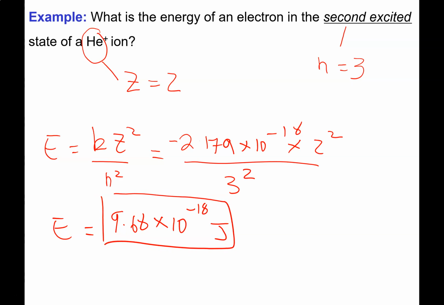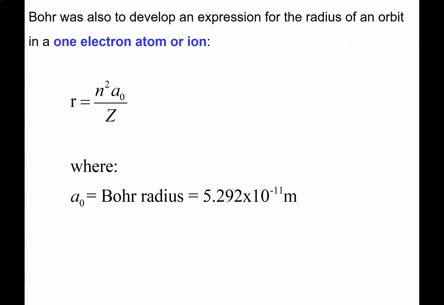Okay, so we've extended the Bohr model out to other things that have only 1 electron. Now, Bohr kept playing with the math here, and he was able to come up with a formula that gave you the radius of one of these orbits for a 1 electron atom, i.e. hydrogen, or a 1 electron ion, and that's going to be things like helium plus, lithium 2 plus, etc.